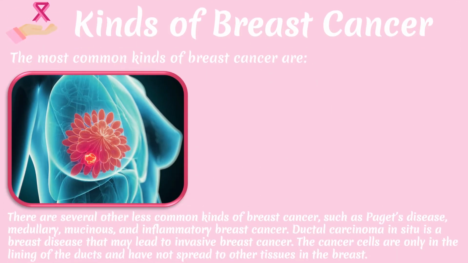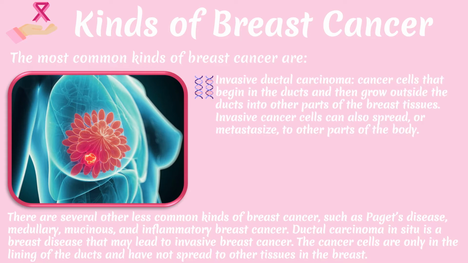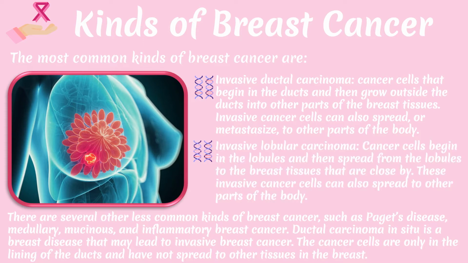Kinds of breast cancer. The most common kinds of breast cancer are invasive ductal carcinoma, cancer cells that begin in the ducts and then grow outside the ducts into other parts of the breast tissues. Invasive cancer cells can also spread or metastasize to other parts of the body. Invasive lobular carcinoma. Cancer cells begin in the lobules and then spread from the lobules to the breast tissues that are close by. These invasive cancer cells can also spread to other parts of the body.